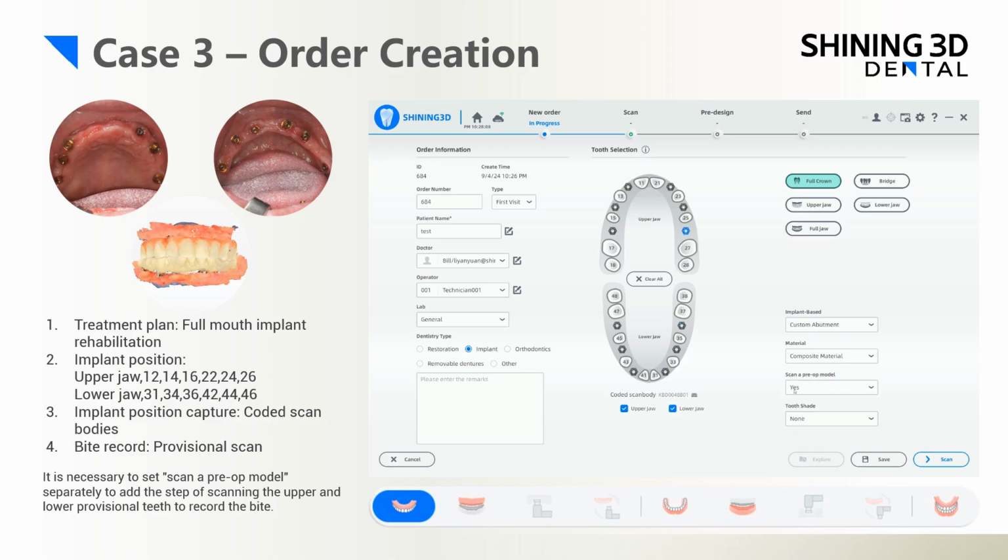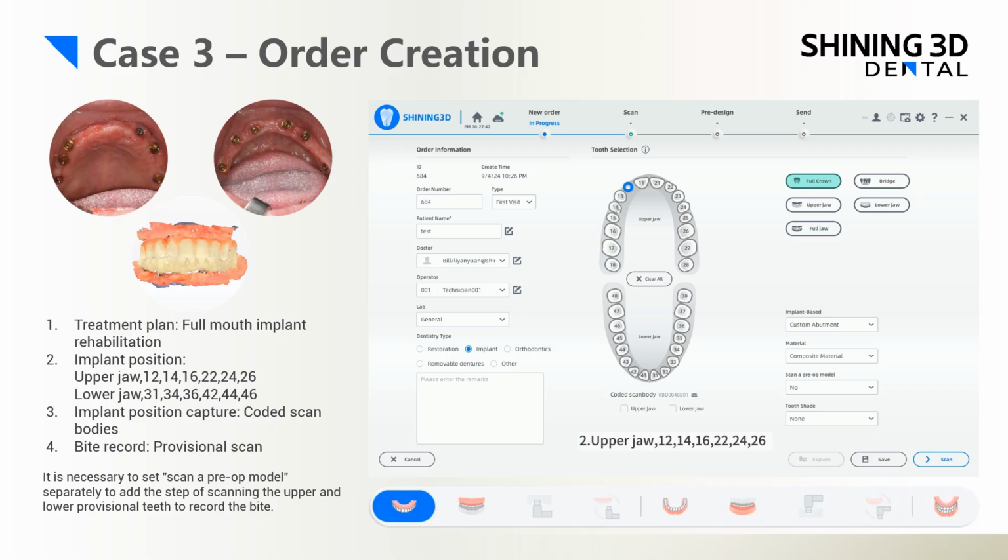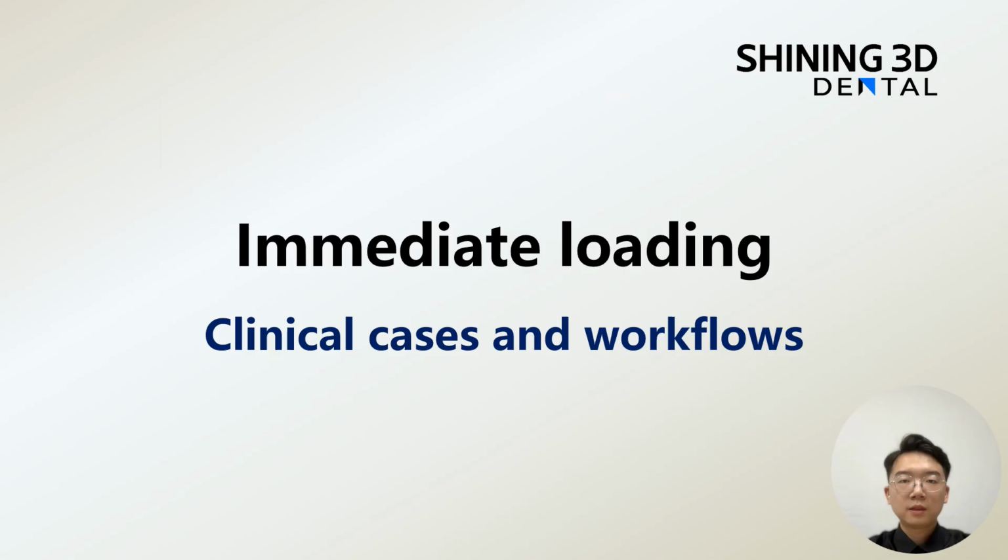Since a single scan kit does not have enough scan bodies to mount both arches simultaneously, during the scanning process, capture the implant position in the upper arch first, and then remove the scan bodies and mount them onto the multi-unit abutment of the lower arch for scanning. That's the three different cases we would like to introduce for the final restoration.